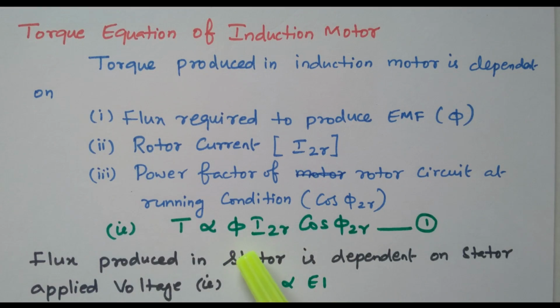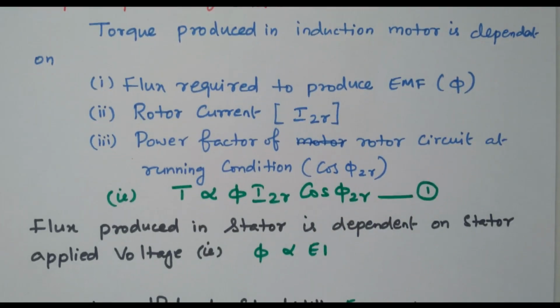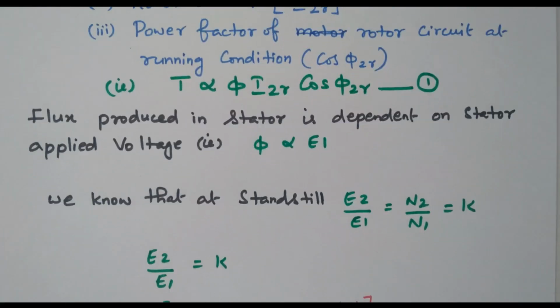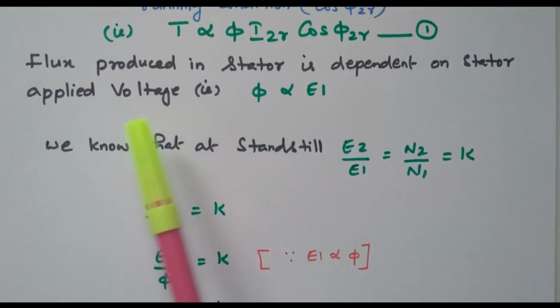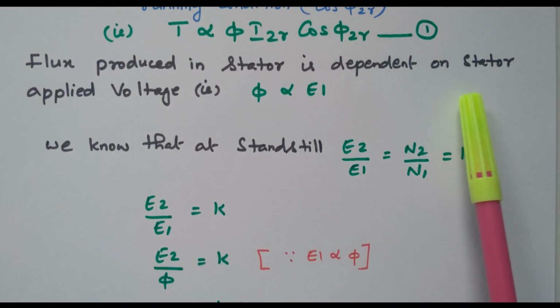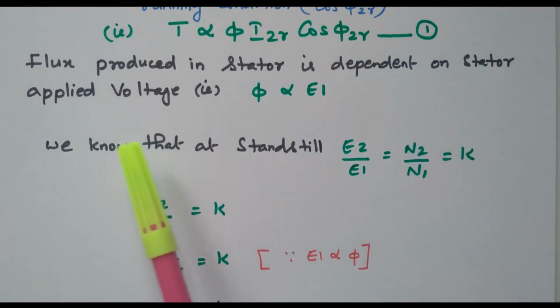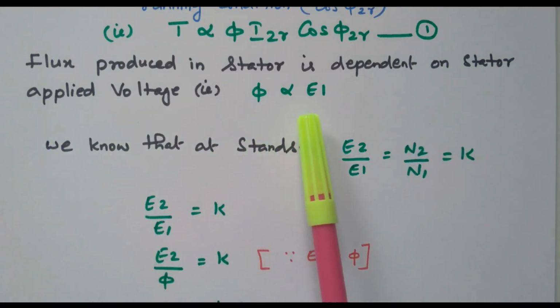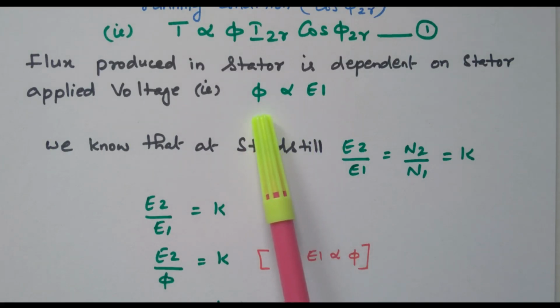Now we need to find the expression for phi, rotor current I2R and power factor cos phi 2R, so that we can finalize the equation for torque. Take this as equation number 1. Now first we will analyze the flux produced. The flux produced in the stator depends upon the stator applied voltage. So phi is directly proportional to E1. Depending upon the voltage applied, the flux is produced. So phi is directly proportional to E1.